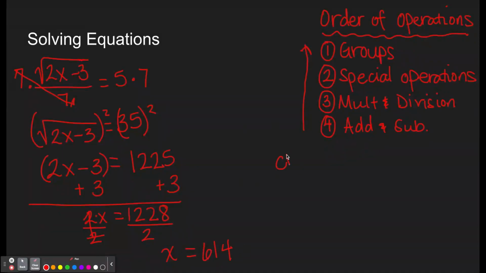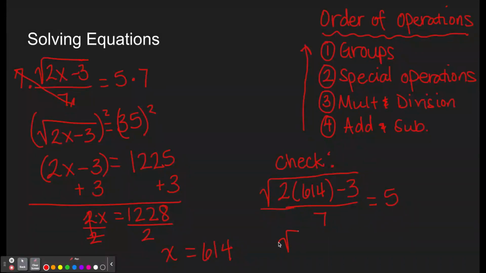The way we check our answer, which is always important, is that we replace x with that number, plug it into our equation, and see if it's true. When we plug in, we follow the order of operations as it's written. So we do everything inside the group first, so everything inside the radical. Inside the radical, we multiply before we subtract. So we do 2 times 614. We get 1,228. I'm not writing it all because I don't have space.